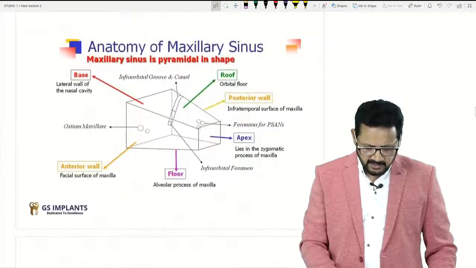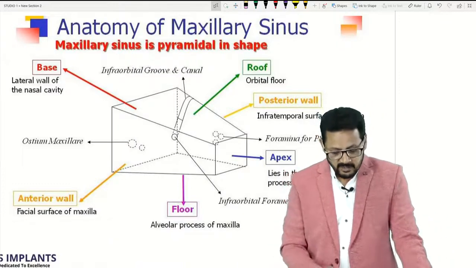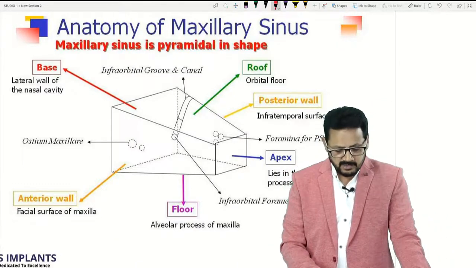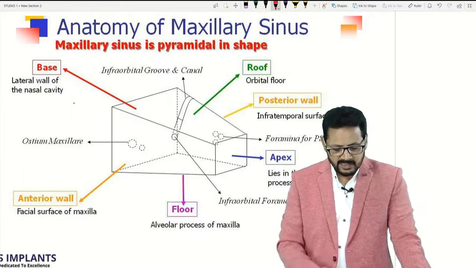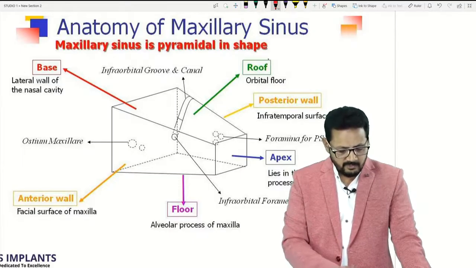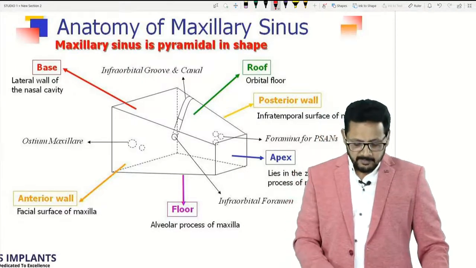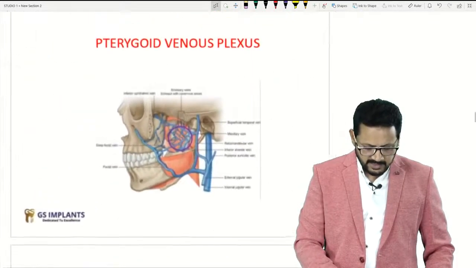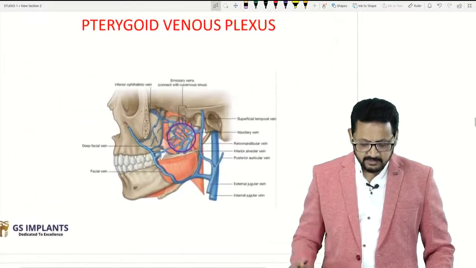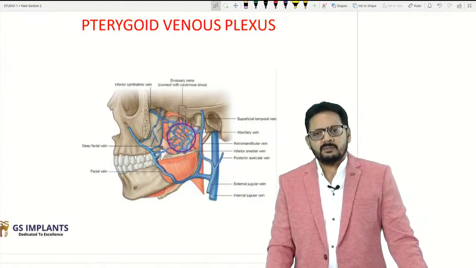See, this is the diagrammatic representation that I have already drawn. This is a better picture actually, where you can see the apex lies in the zygomatic process of the maxilla, right? The base towards the lateral wall of the nasal cavity, roof towards the orbital floor, and the facial surface here, and the floor. Okay. Now, this is what we are more interested in, the pterygoid venous plexus. Now, why is it so important?